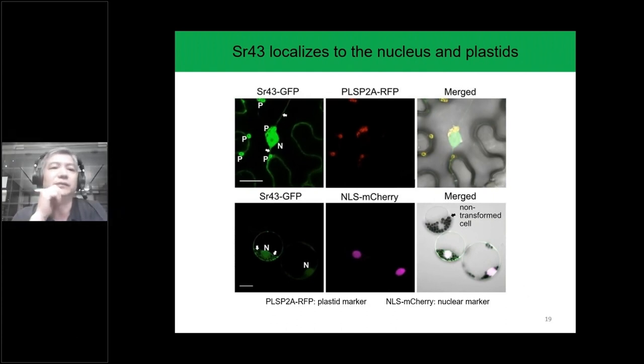We performed the SR43 protein localization experiment. In N. benthamiana, SR43-GFP and the plastid marker PLS-P2A-RFP co-localized in the plastid. And in wheat protoplasts, SR43-GFP and the nuclear marker NLS-mCherry co-localized in the nucleus. So SR43 localized in the plastid and nuclei.